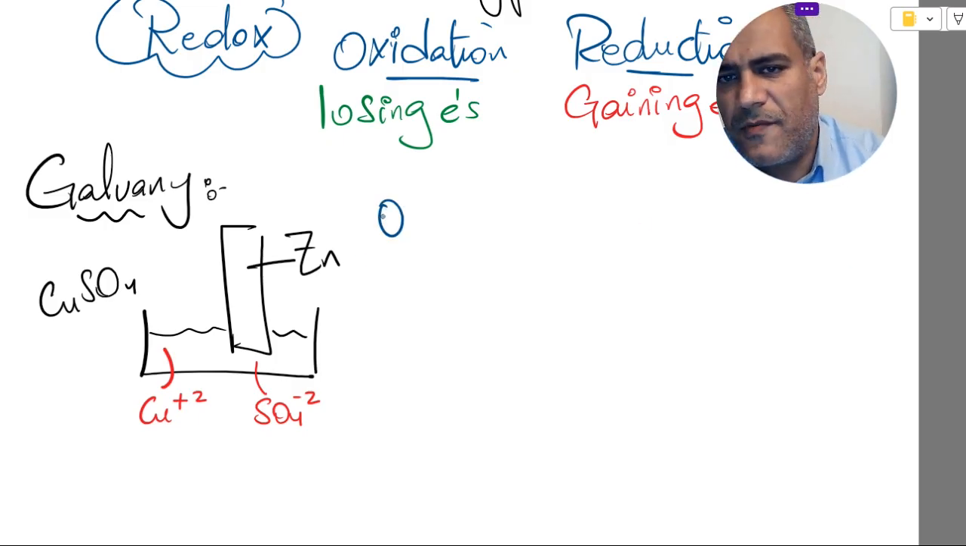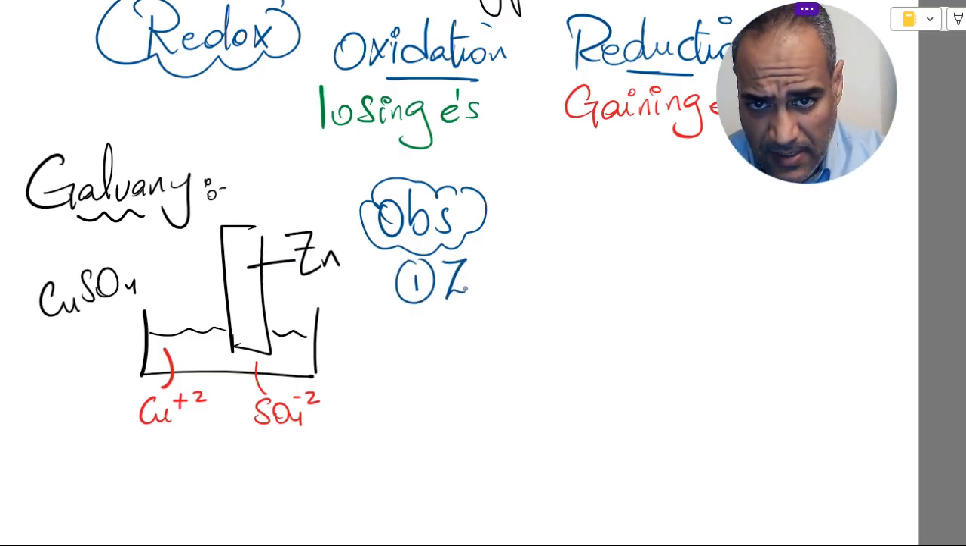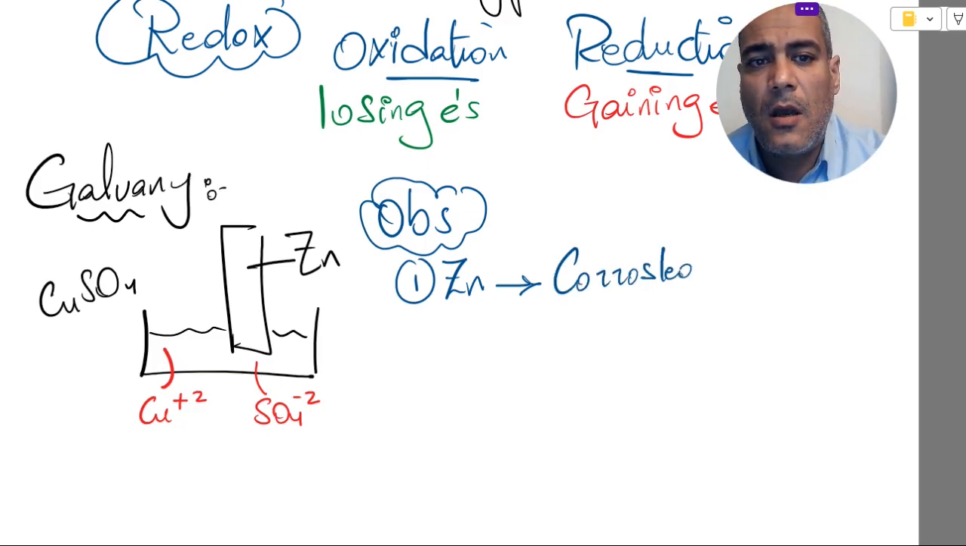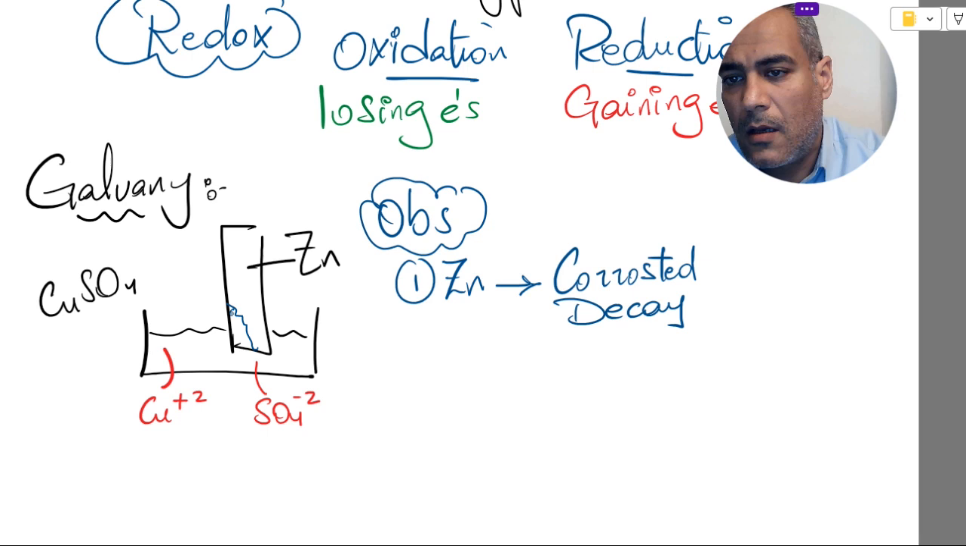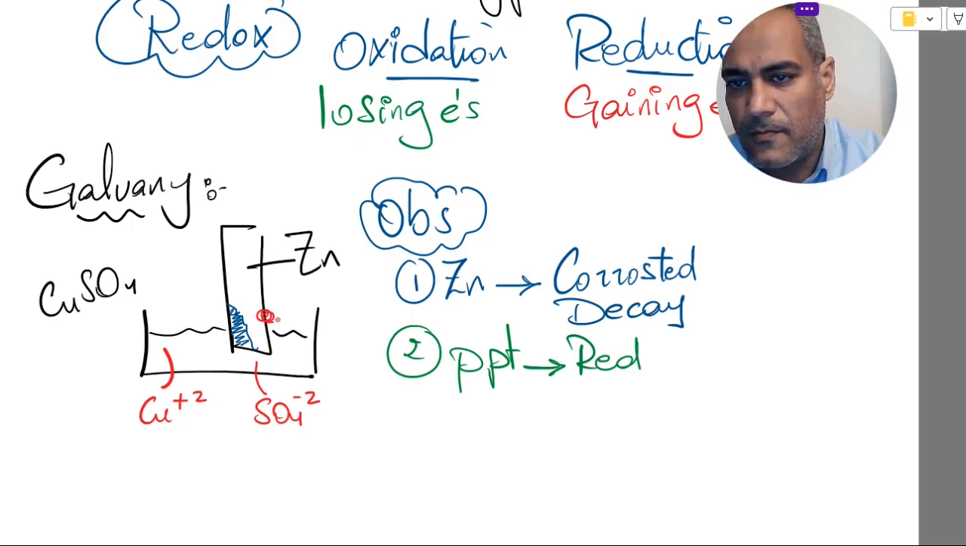He made two observations. Take care of the observations. What did he observe? The first one is that the zinc has been corroded, or rusted, or has decayed, which means it is corroded from, for example, this side. The other observation is a precipitation, especially a red precipitation on the other side of the rod, like that. So Galvani thought about that.